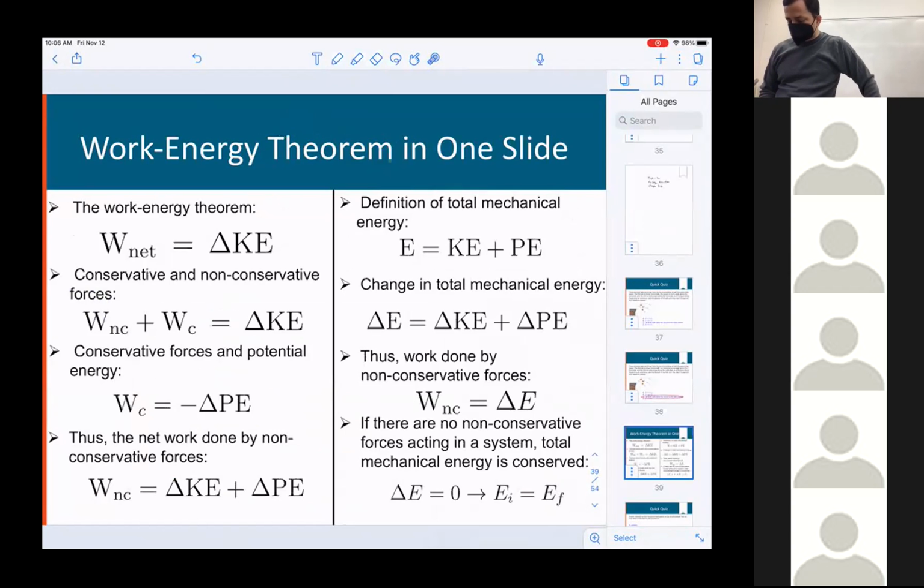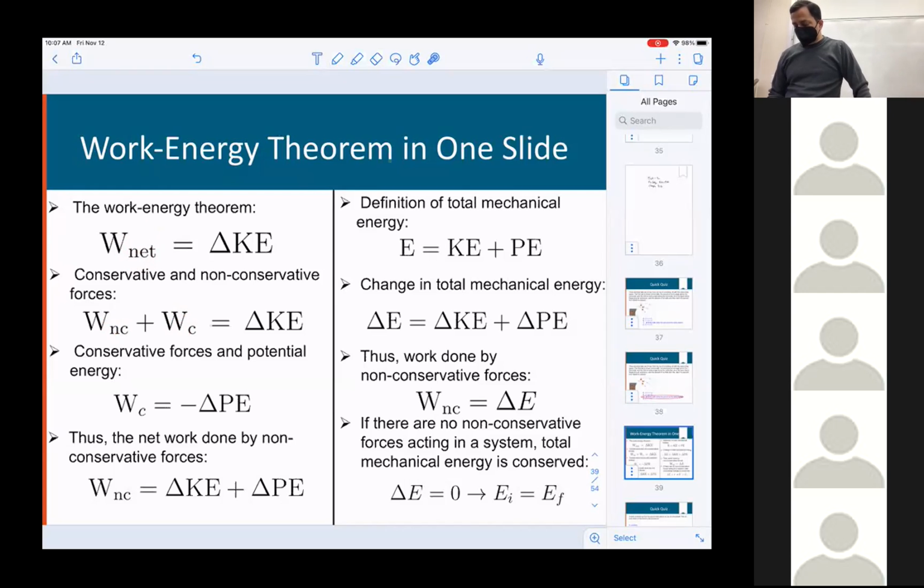So we start with the work energy theorem. That is, the net work done on any object is equal to the change in its kinetic energy. And then we saw that there are two types of forces that can do work: conservative forces and non-conservative forces. So the net work done on an object is the work done by all the conservative forces plus the work done by all the non-conservative forces.